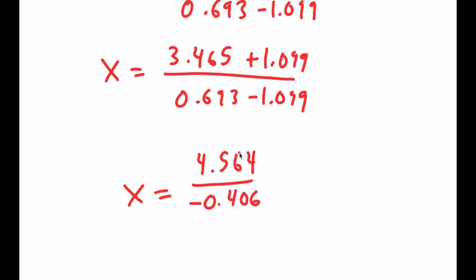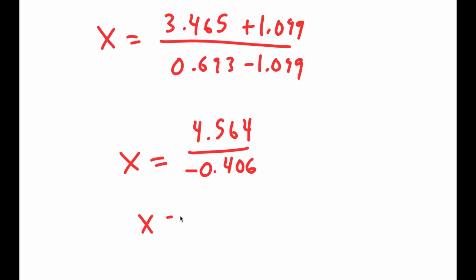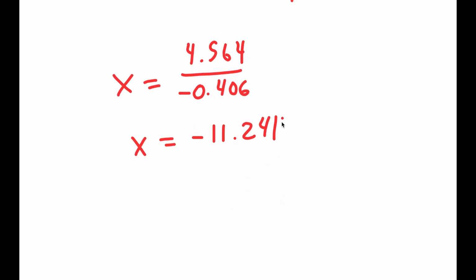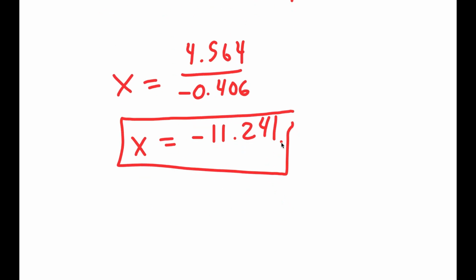So now the final thing to do is to divide these two. So 4.564 divided by negative 0.406 is equal to negative 11.241. So this is the solution to this equation.